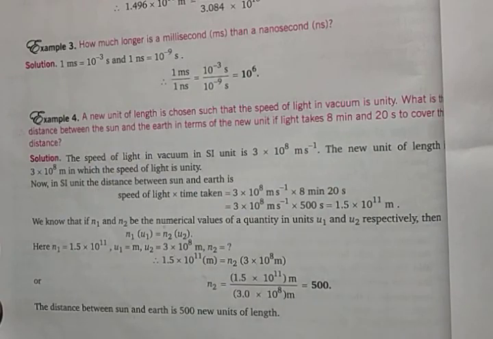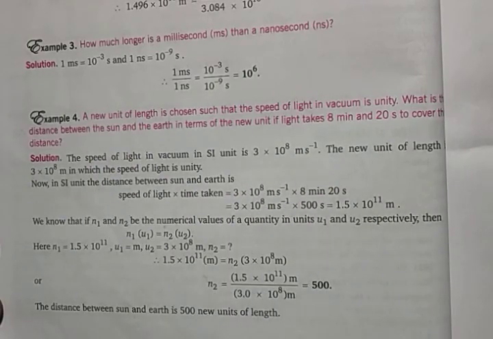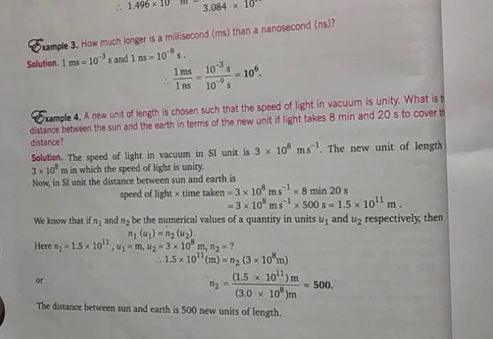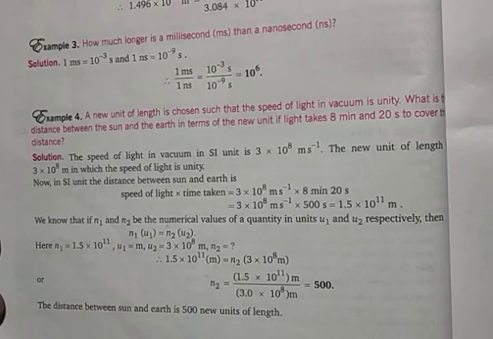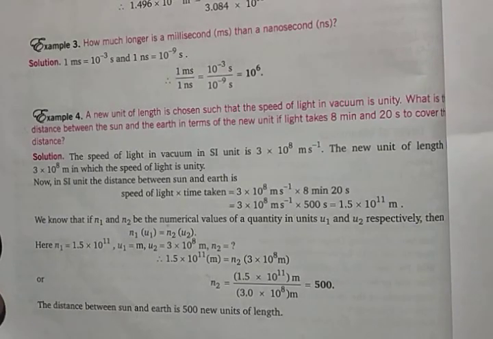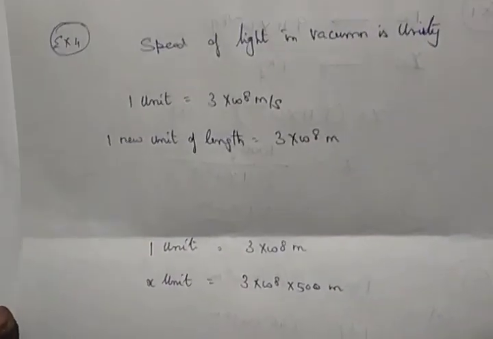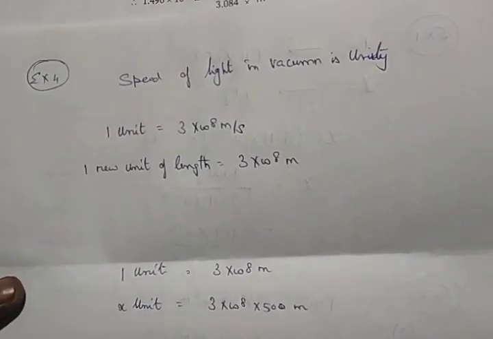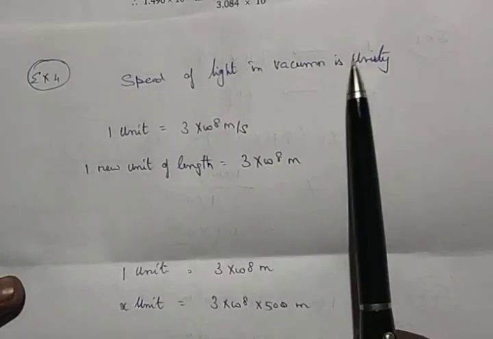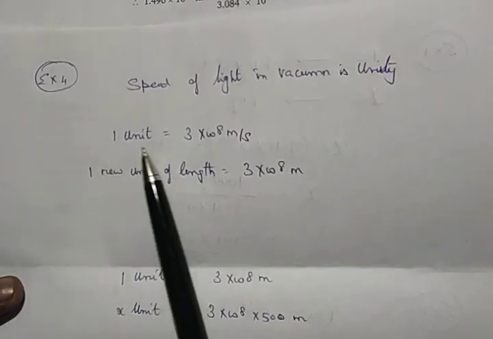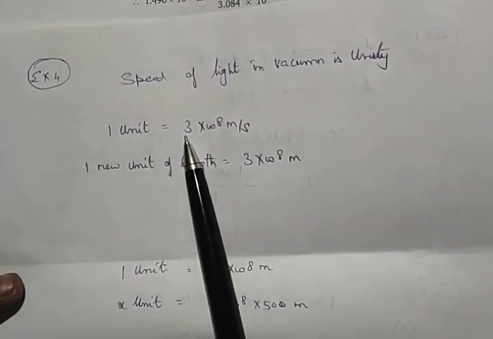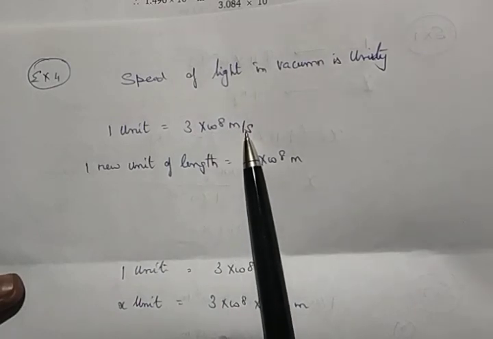So this is a question. Usually the light takes 8 minutes and 20 seconds to reach the Earth from the Sun. So in terms of the new unit, we need to find out how much it's going to be, the new unit value. The speed of light in vacuum is taken as unity here. So 1 unit is equal to the speed of light, you know the value here, 3 into 10 to the power of 8 meters per second.